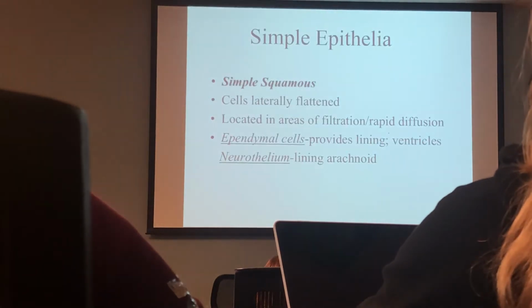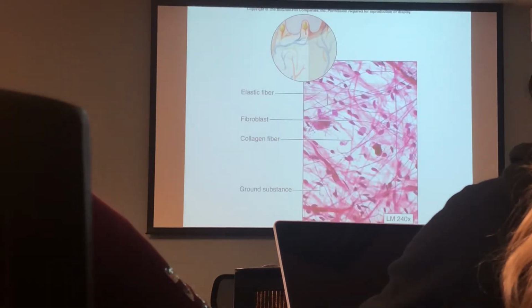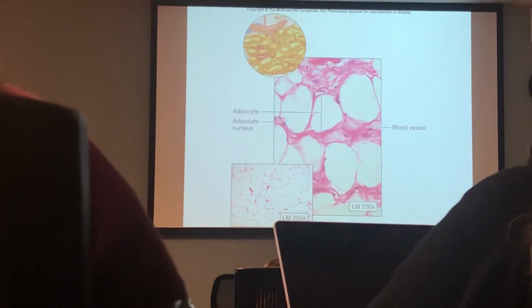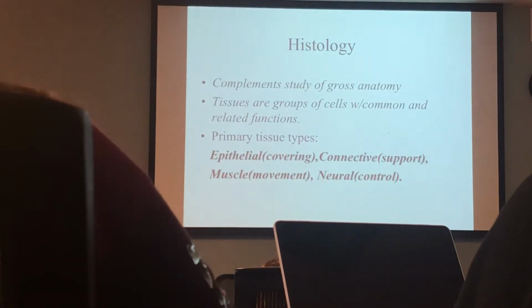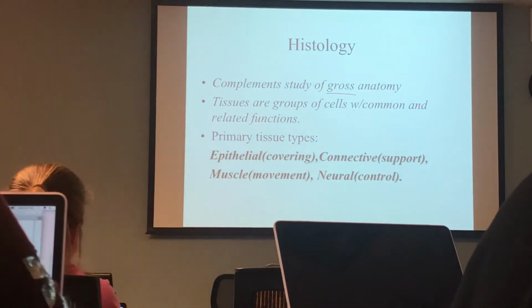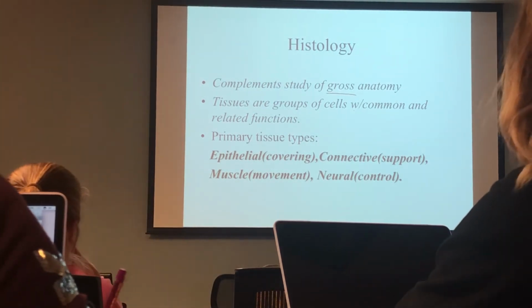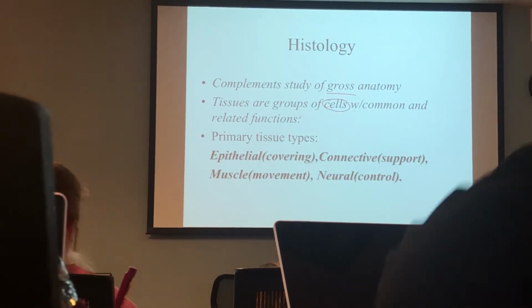So let's go a little bit, guys, into some basic histology, because you cannot separate histology from anatomy, nor can you separate that from connective tissue. Obviously this complements the study of gross anatomy. Now tissues are groups of cells with common and related functions. And here are the four basic tissue types.